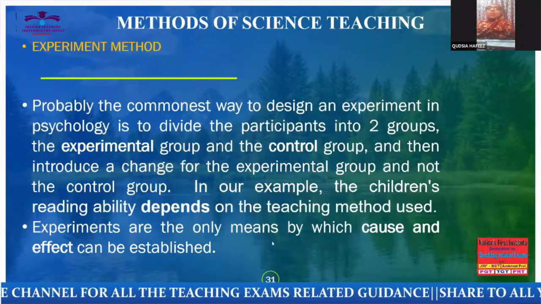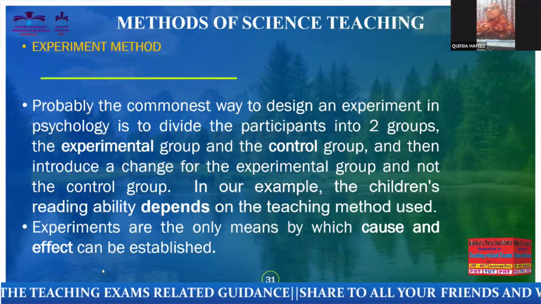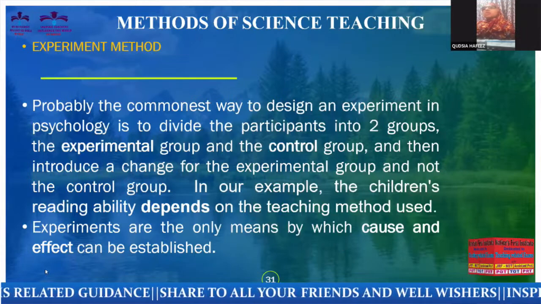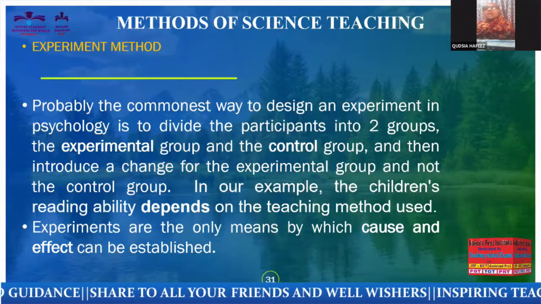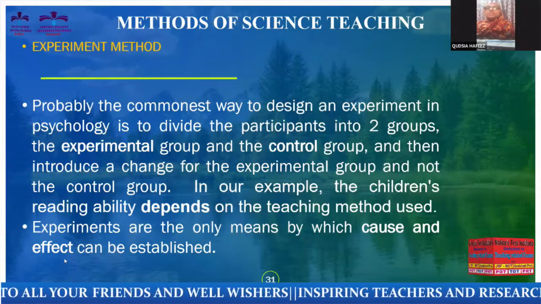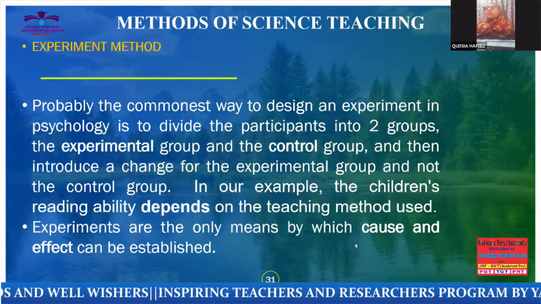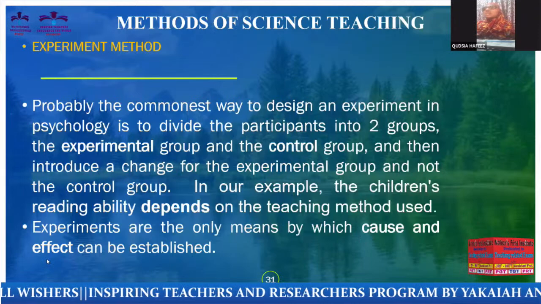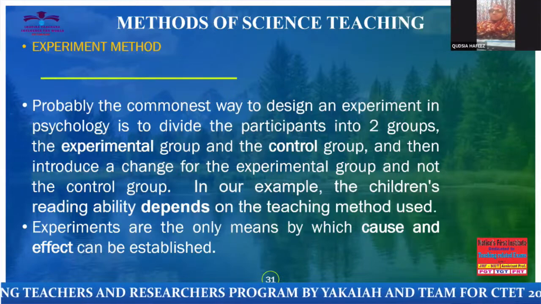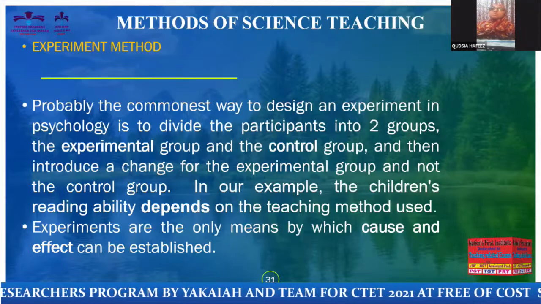And experiments are the only means by which cause and effect can be established. So the cause is the teaching method, the effect is the result, the children's reading ability. If the cause is modified, obviously it will affect the reading ability results. So the cause is the teaching method, the effect is the result in the children's reading ability. That is how the cause and effect relationship is understood, experimented, and established.